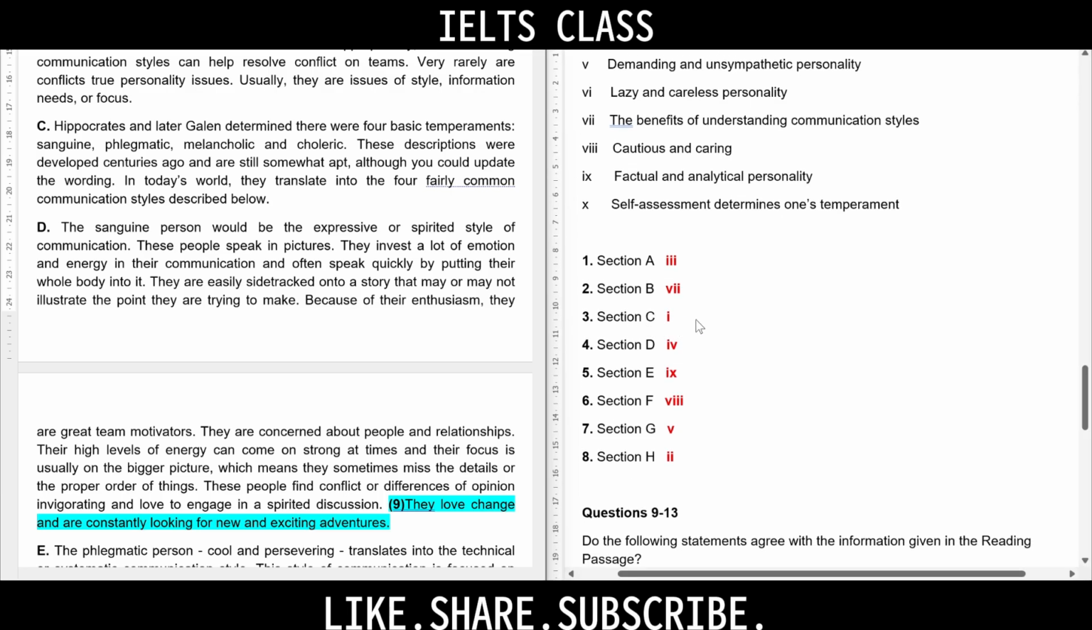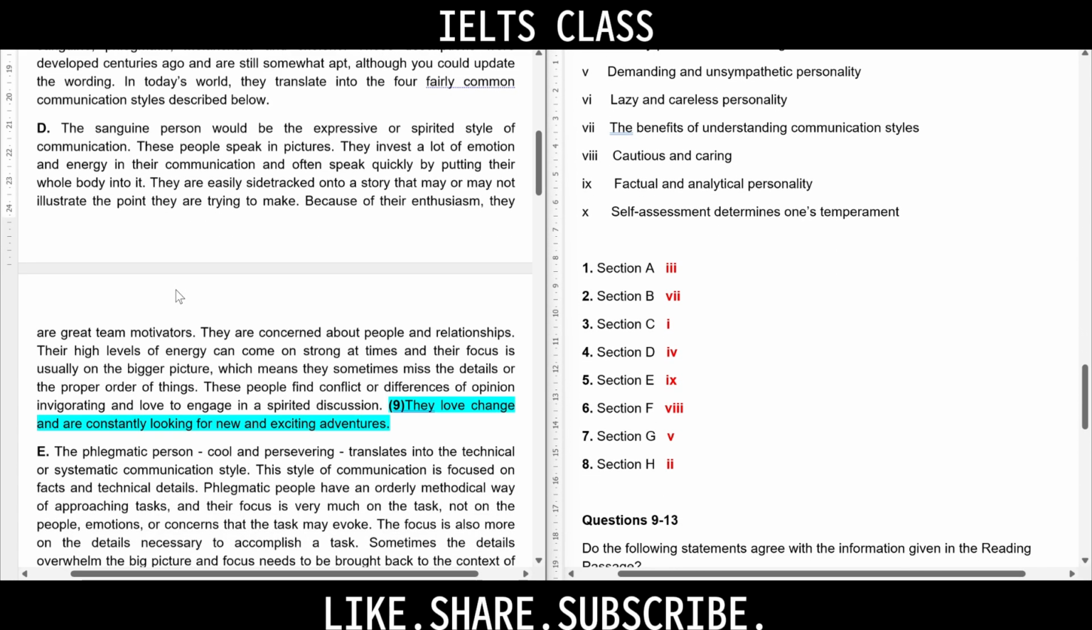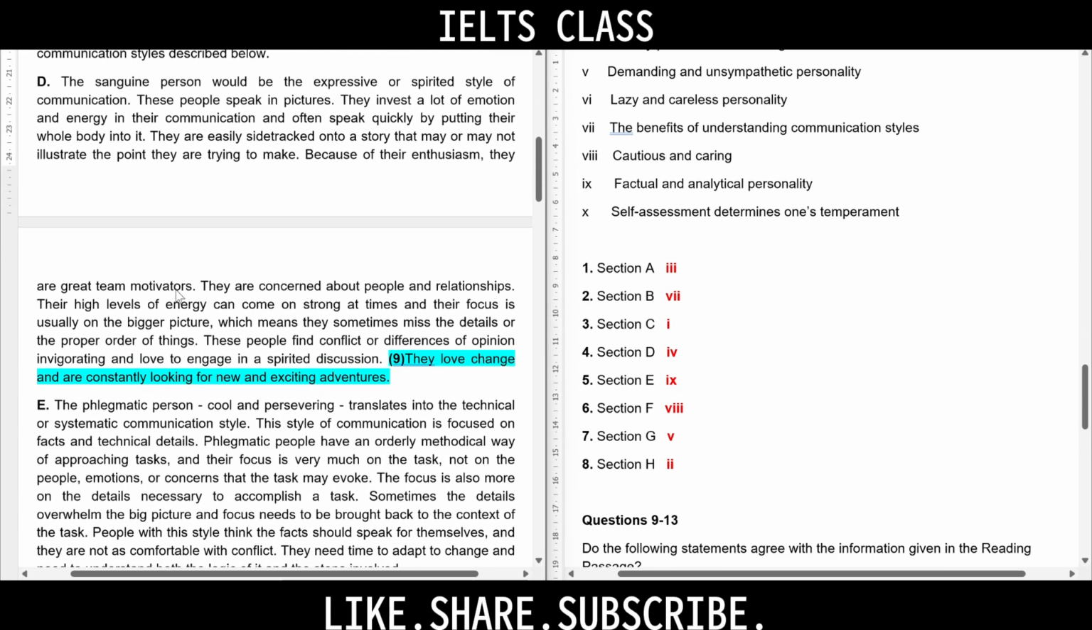So, section C answer is first, summarizing personality types. Paragraph D. The sanguine person would be the expressive or spirited style of communication. These people speak in pictures. They invest a lot of emotion and energy in their communication and often speak quickly by putting their whole body into it. They are easily sidetracked onto a story that may or may not illustrate the point they are trying to make. Because of their enthusiasm, they are great team motivators.